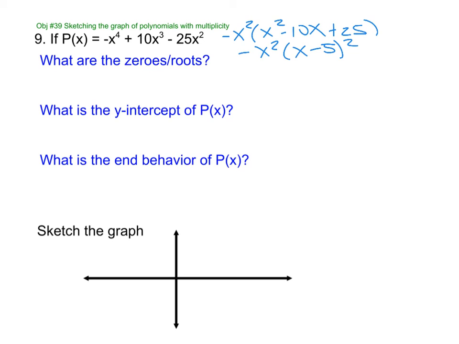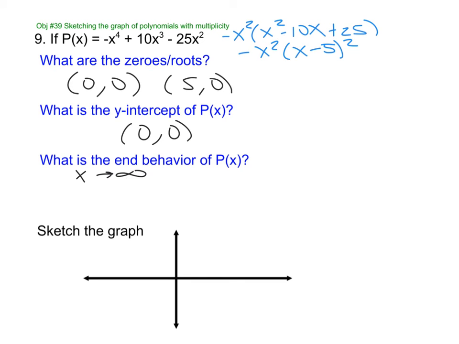All right, so my roots are (0, 0) and (5, 0). And both of them have a multiplicity of 2. My y-intercept is (0, 0). As x goes to infinity, y goes to positive infinity. I'm lying. Yep, negative infinity. And as x goes to negative infinity, we go to negative infinity. And all because of that negative that's in front, right? So the positive big numbers are getting squared, but there's still that negative out front.